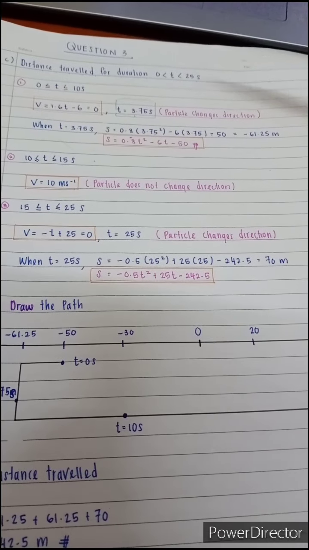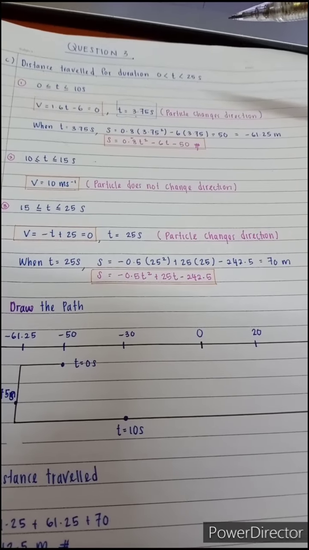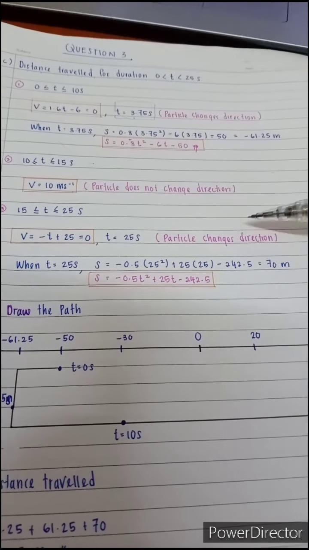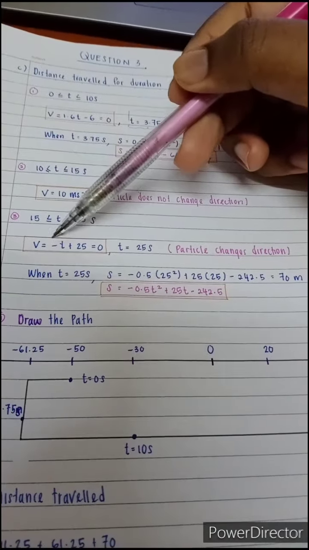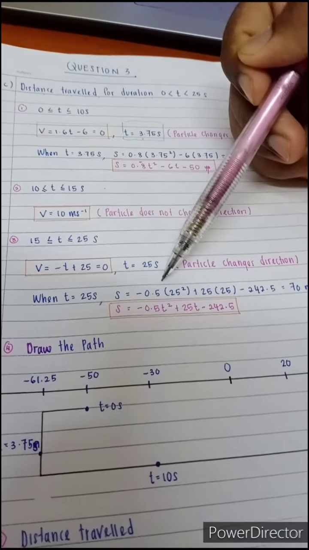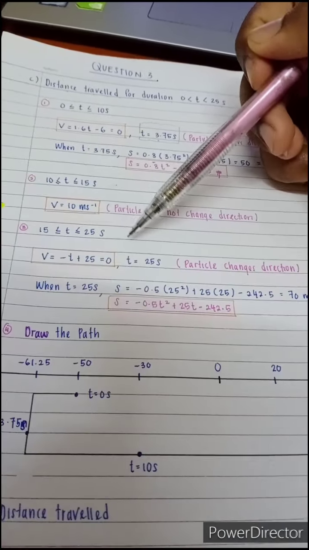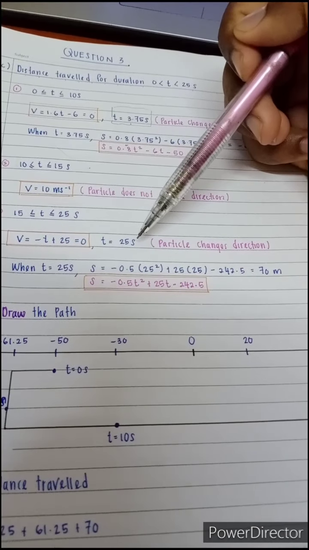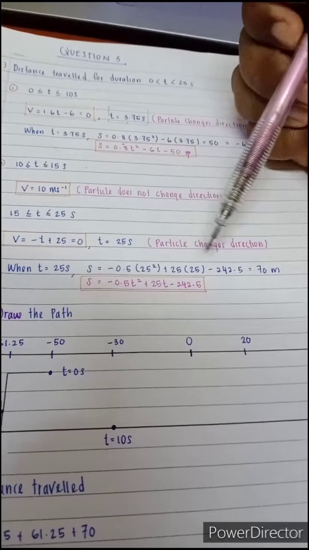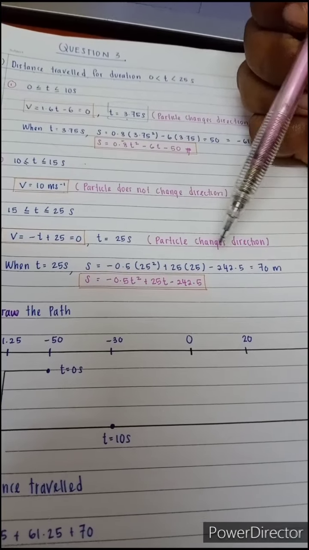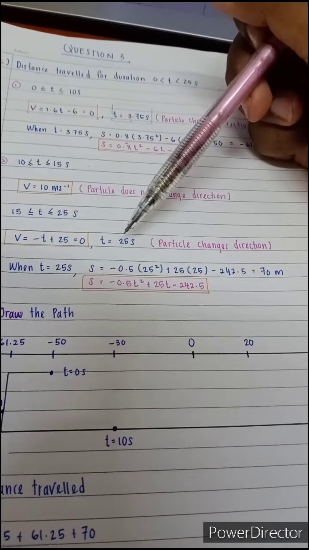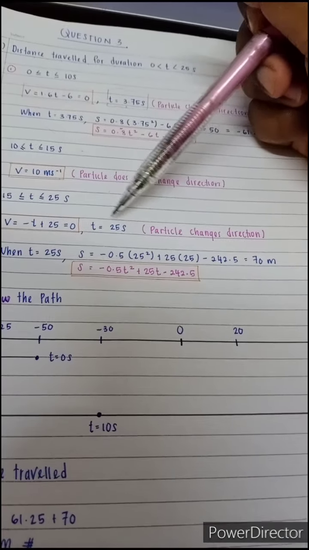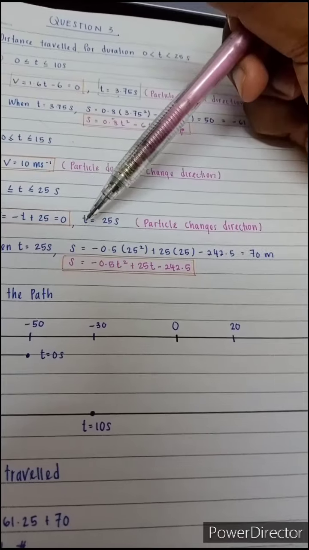I'll give you a simple reason why we use v and this equation. We take v, this equation, to find the time. We take this time to find the displacement. This time simply means when the particle changes direction. So t equal to 25 seconds means that when time is 25 seconds, the particle changes direction.